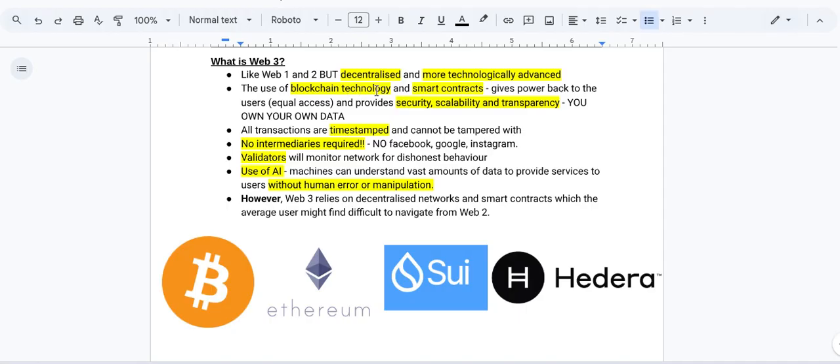So again, like I said, with blockchain technology and smart contracts, so blockchain is you have a block filled with transactions.